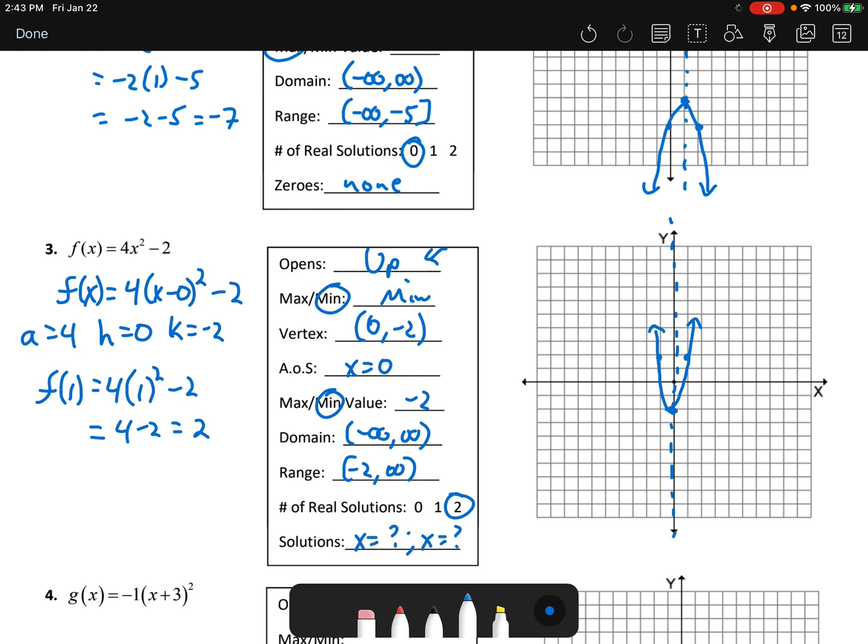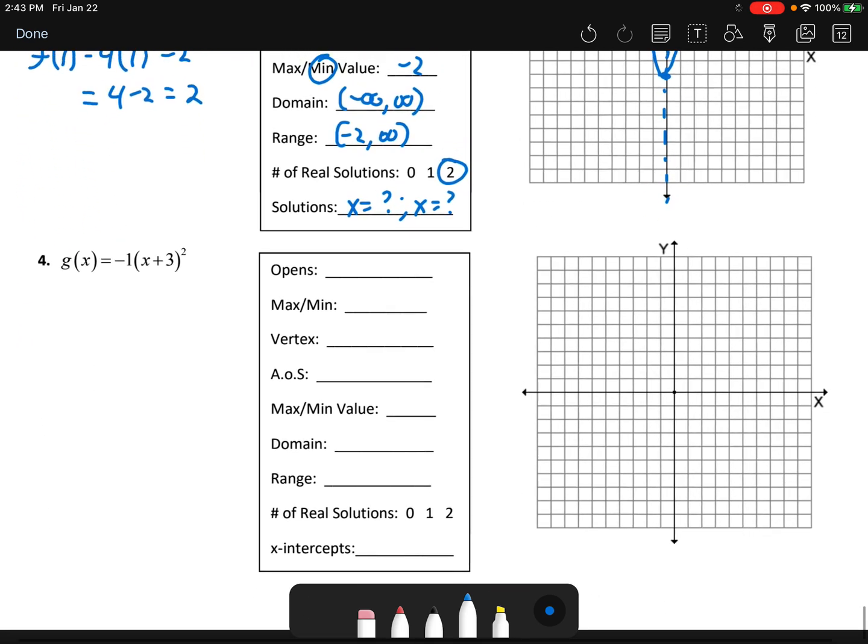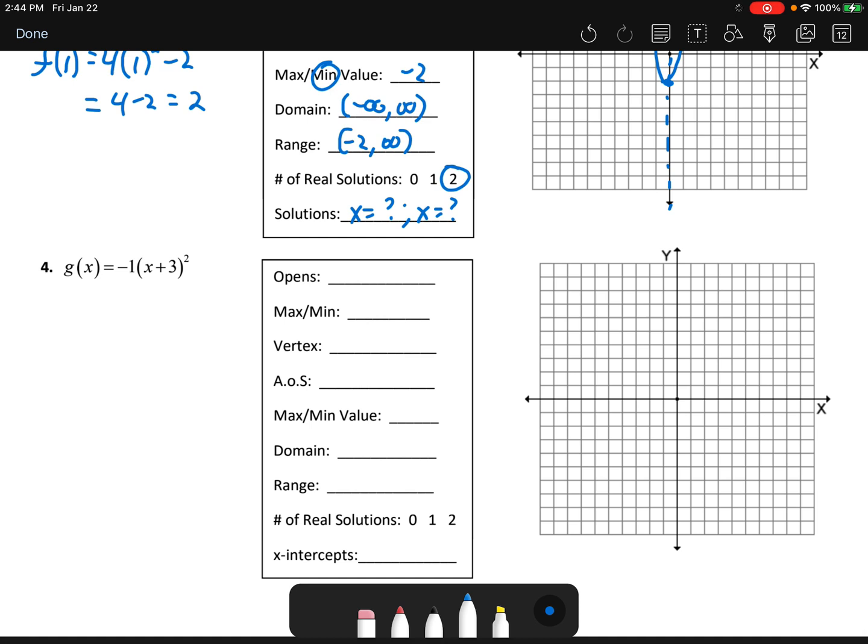So what are the solutions? I don't know. One of them's negative, one of them's positive. But I don't know what they are. I'd have to use my calculator, or I have to know how to factor number 3, and we haven't factored yet. That's still to come. Okay? Last one.